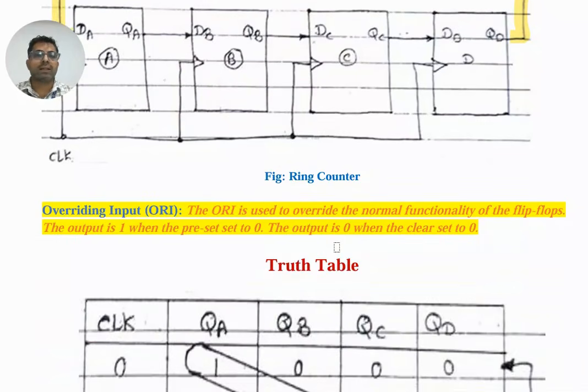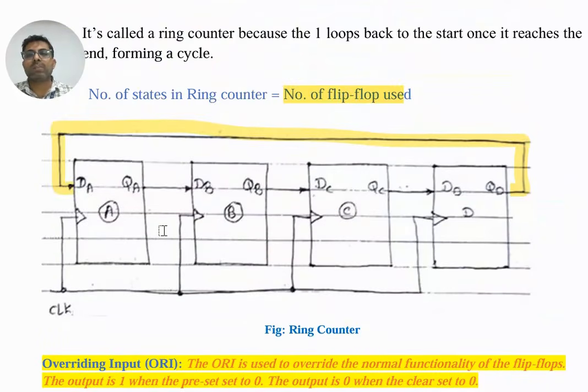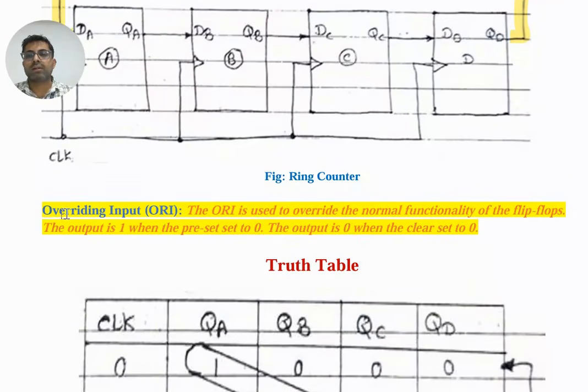Now, before explaining the working of the ring counter, there is one important input, which is called the overriding input, the ORI input, right? ORI is used to override the normal functionality of the flip-flop, because I want to initiate the operation with 1 0 0 0. So for setting 1 in DA and 0 0 0 in the other flip-flops initially, I have used the ORI input with the help of preset and clear. I have set here 1 0 0 0.